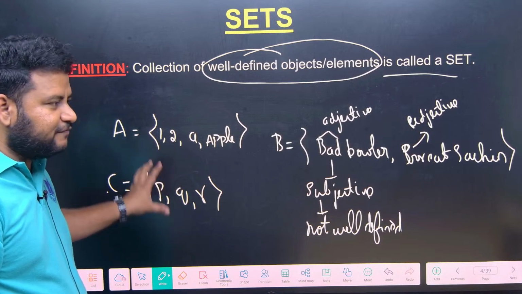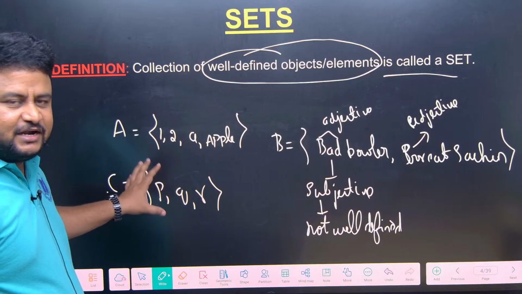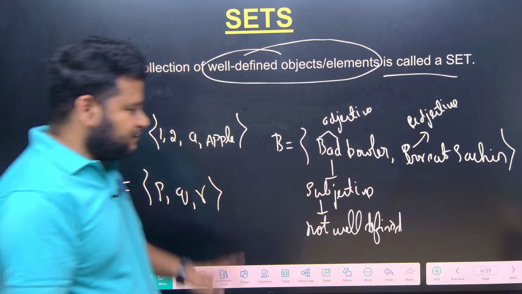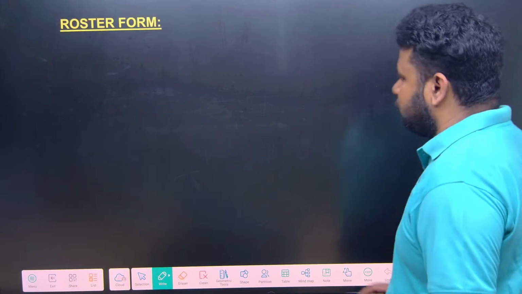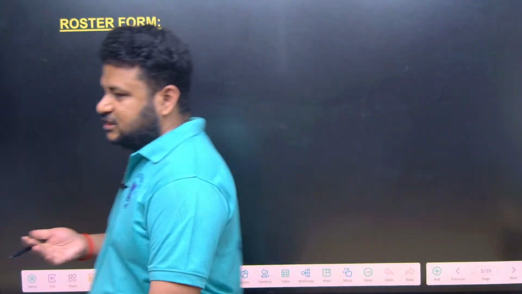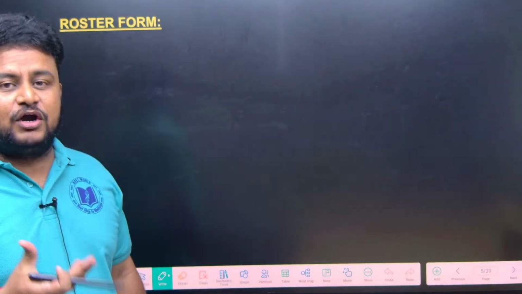That is the meaning of well defined objects. So this is the meaning of sets. The first thing you should understand is that it is a collection of well defined objects. Now let us proceed further. I hope it is clear now what is a set. With some examples I have told you what is a set, and what you mean by well defined objects.